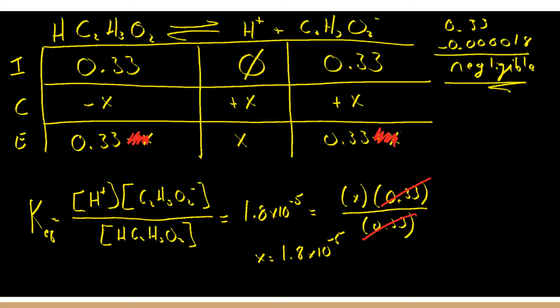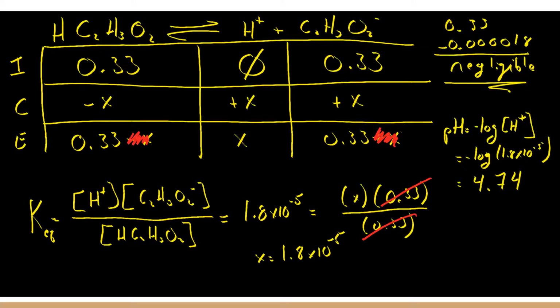Let's go ahead and answer the question we were asked. What is the pH of this solution? pH is equal to negative log of H plus. So it's the negative log of 1.8 times 10 to the negative fifth. The pH of this solution is 4.74. And there we have found our answer. Yay!